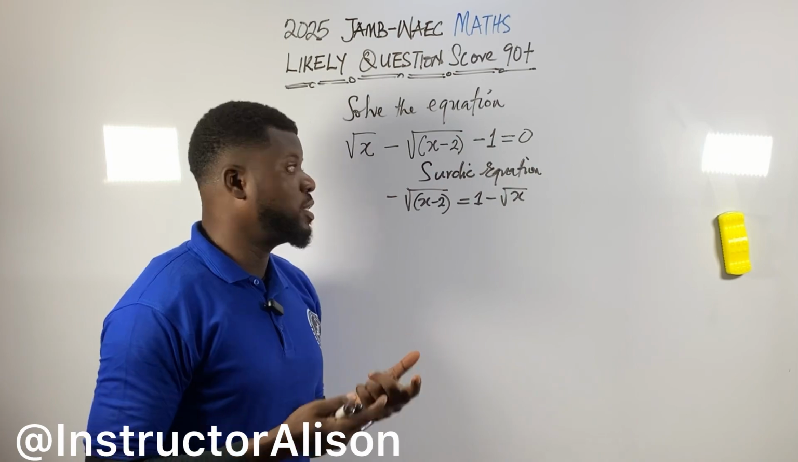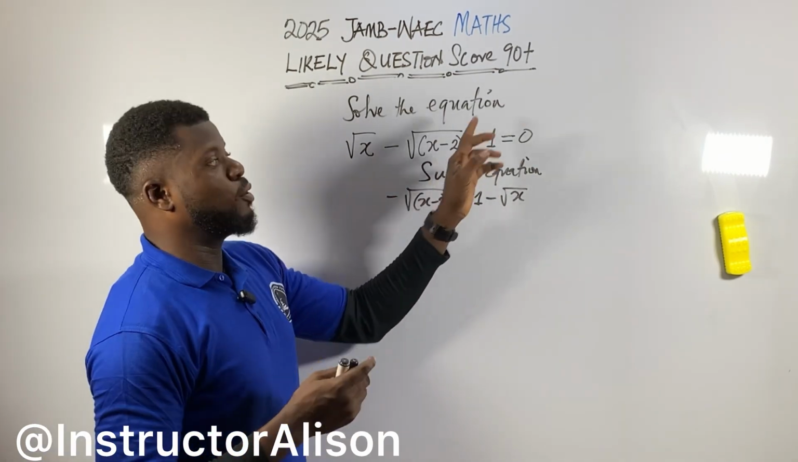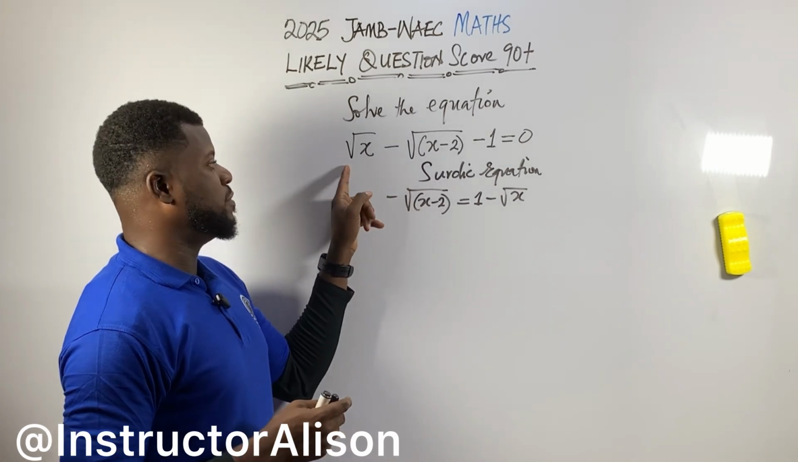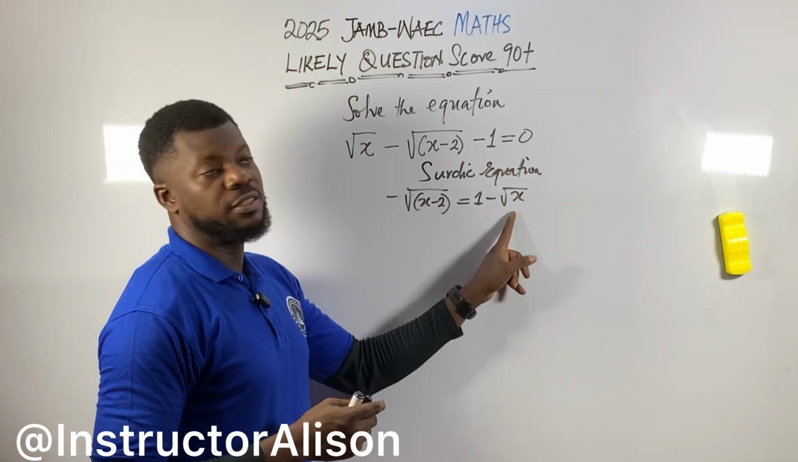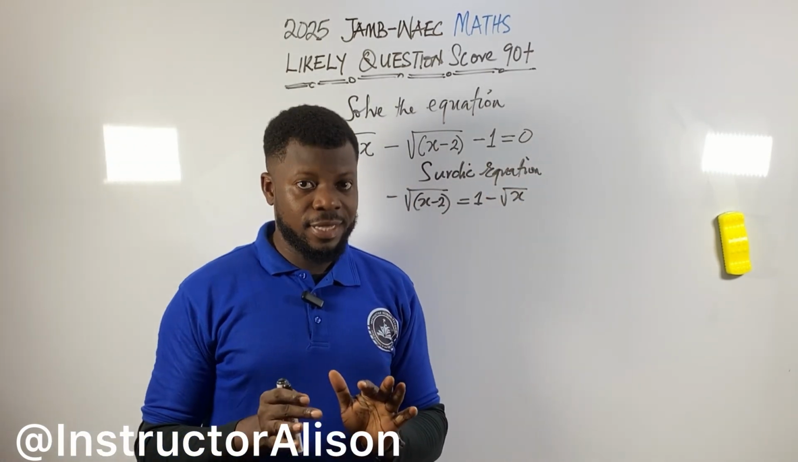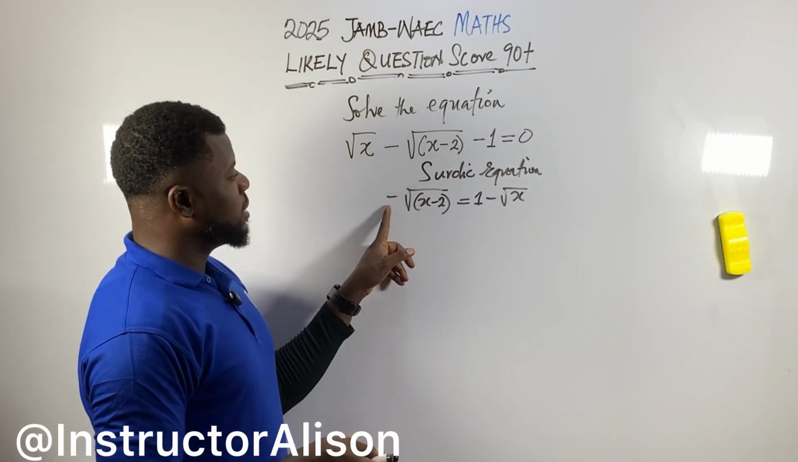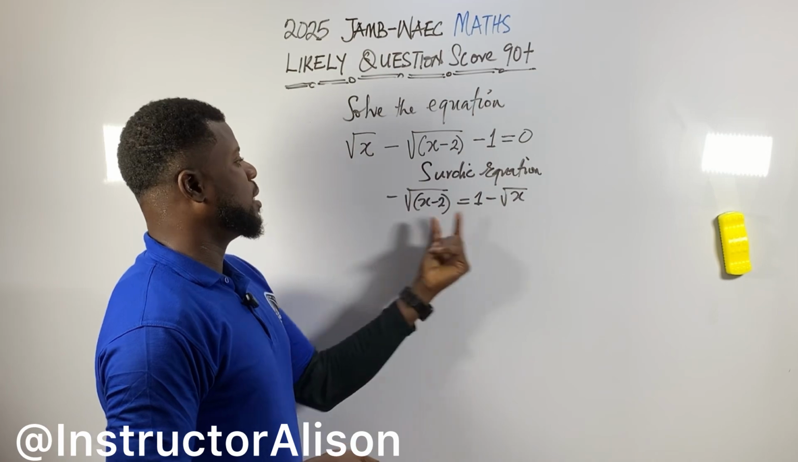But to make it easier, if we cross this one, negative 1 crossing to this side becomes positive 1. Positive root x crossing to this side becomes negative of this. What will happen to this negative sign and this root? We see a root here and a root here.